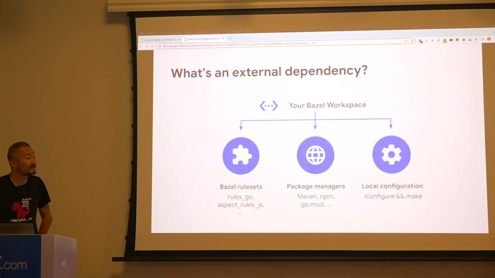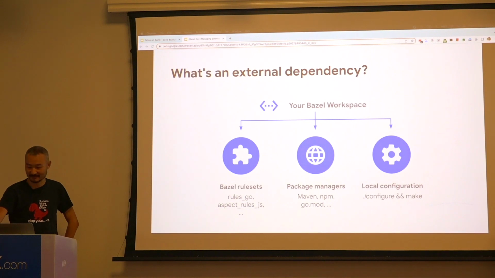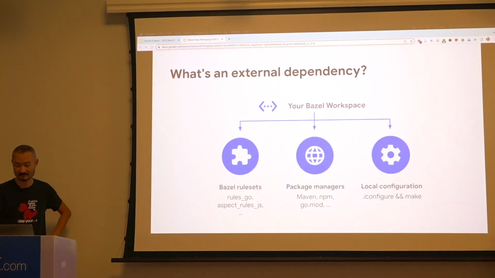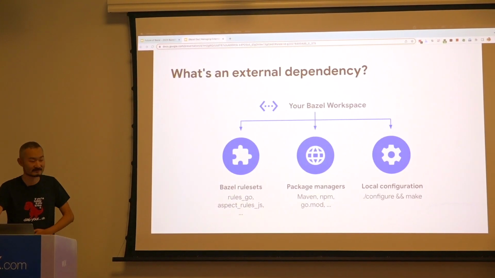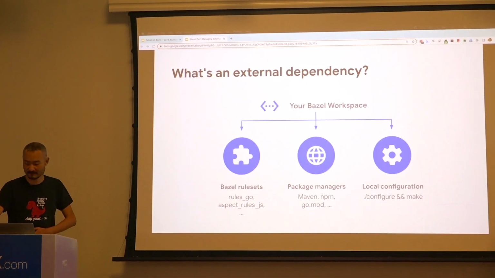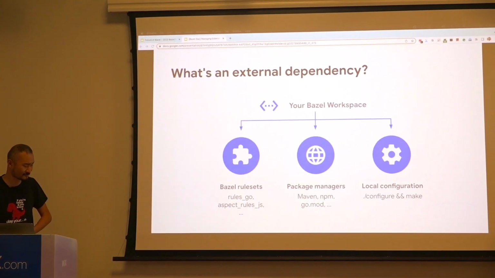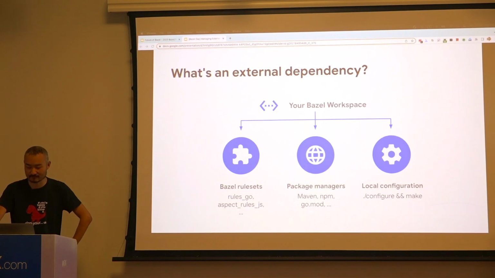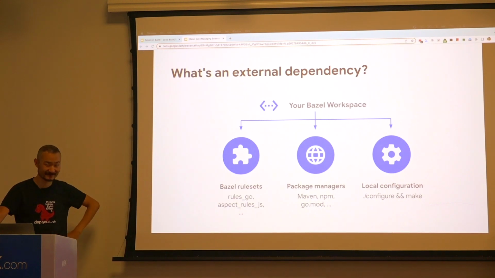With Bazel, these can come in multiple forms. They can be rule sets. Bazel only ships with support for some languages, like C++ and Java. But you can pull in rule sets authored by the Bazel team and the community to build code in other languages, such as rules Go for Go and aspect rules.js for JavaScript. These rule sets are often available on GitHub under the Bazel build org, or in the case of aspect, aspect build.